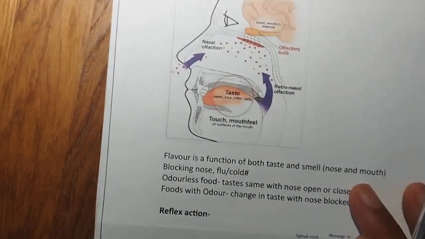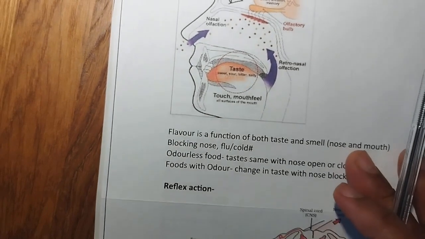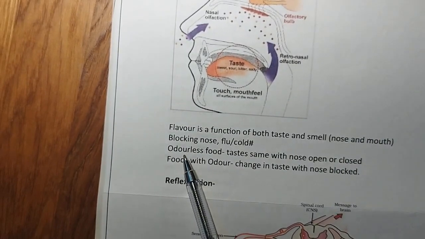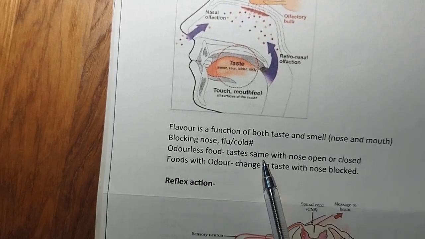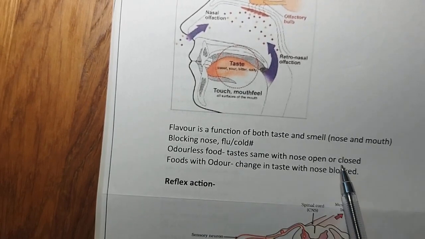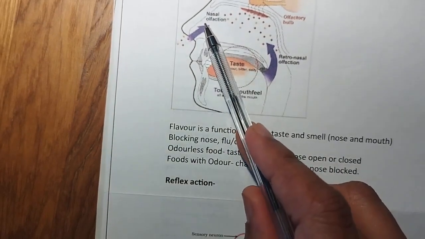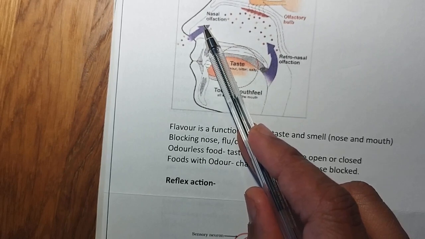So when you eat something like sugar that has no odor, no smell, the sugar tastes the same with the nose open or closed. Even if you close the nose, it doesn't make any difference to tasting sugar because it is odorless.